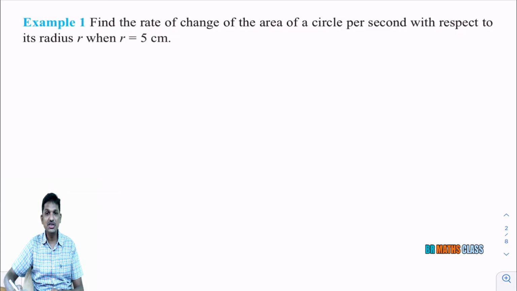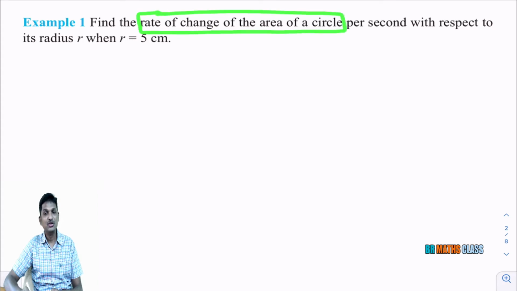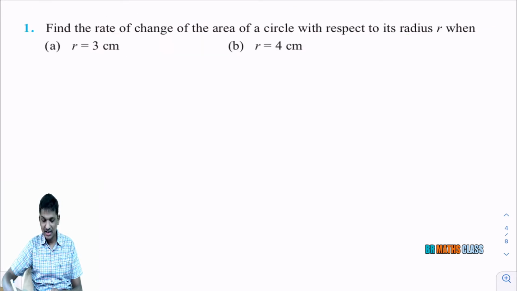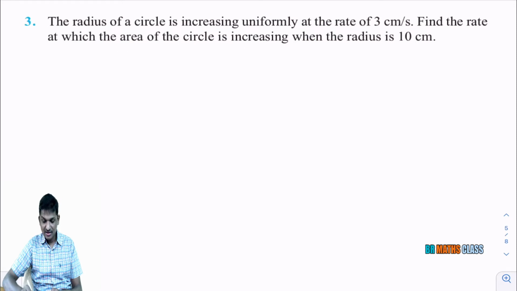You observe this question, what are they asking? Find the rate of change of area of circle. You see this problem is related to circle. This problem is also related to circle. Now observe this, find the rate of change of area of circle. You look here, area of this circle.